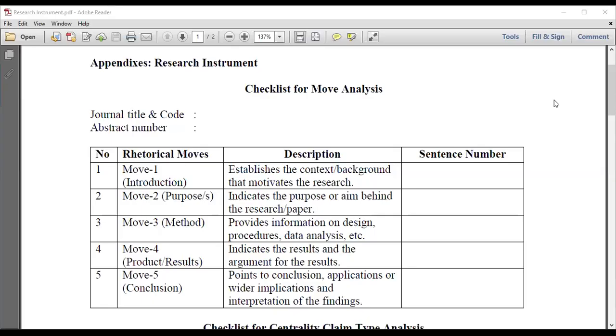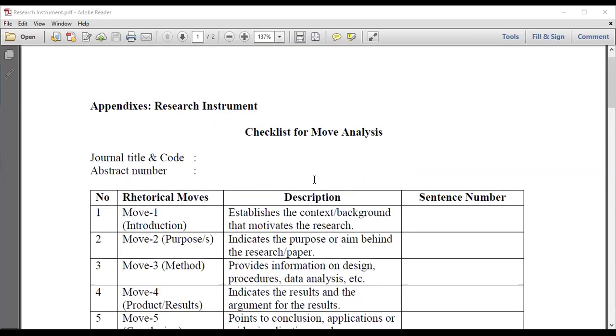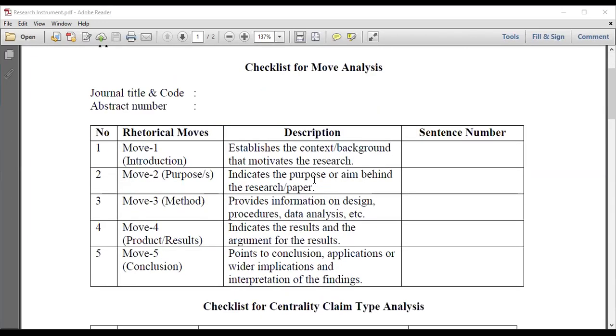Okay, so I'm recording this for those who cannot attend these extra meetings. So this is the first one. Look at the abstract and see if you can find these five moves.